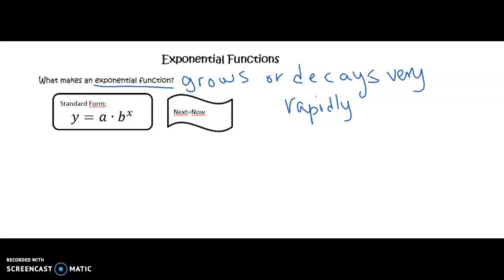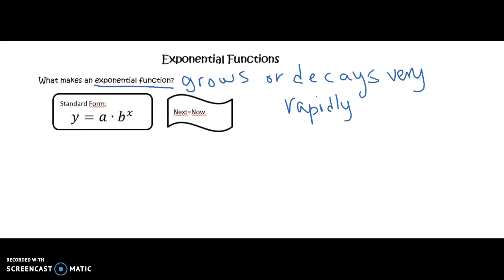So what makes an exponential function? I didn't really answer the question. I just gave you a characteristic of an exponential function, which is that it grows or decays very rapidly. In math, we're going to see the standard form right here, which is y equals a times b to the x. Notice that a is just a number and b is just a number we don't know.